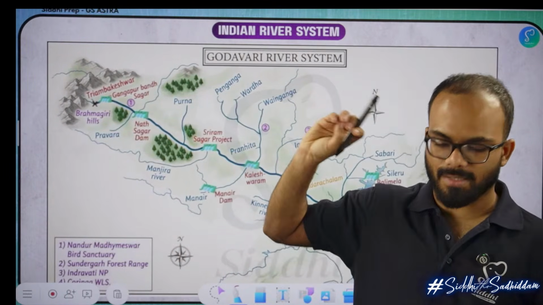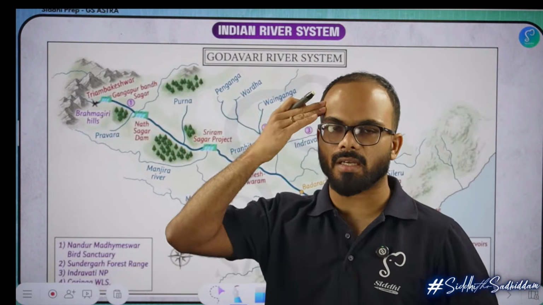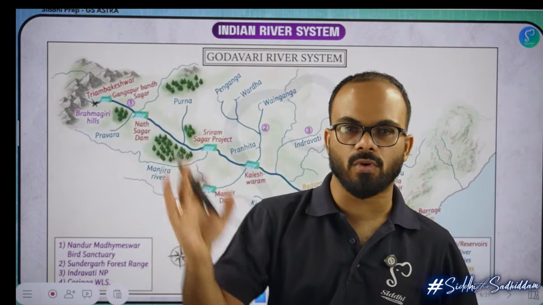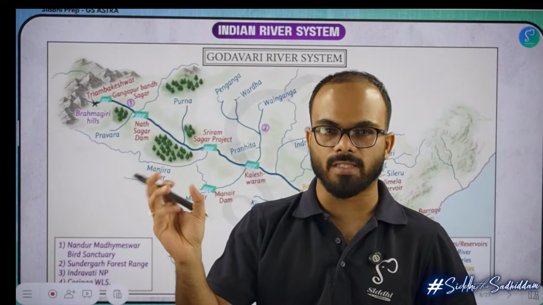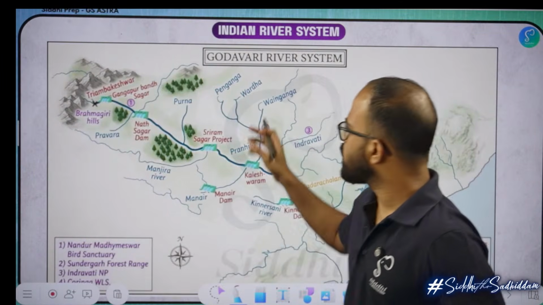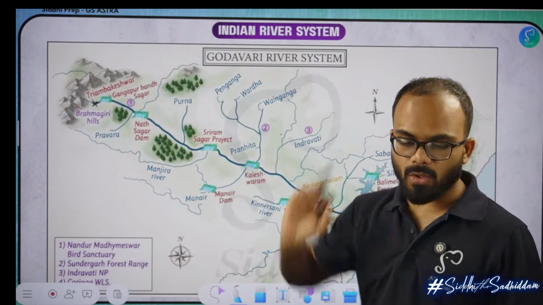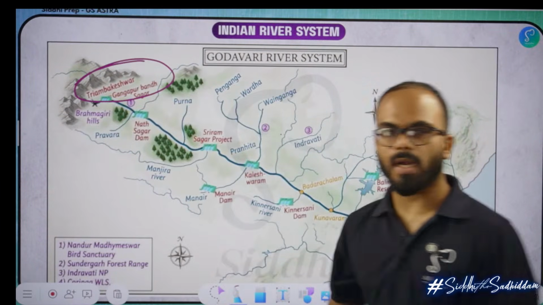Godavari is the largest river of peninsular India. You have two river systems basically, peninsular rivers and Himalayan river system or perennial system. In perennial rivers, you have continuous flow of water. In peninsular system, you don't have continuous flow of water. It is dependent upon rainfall. Now, Godavari starts in Maharashtra, Triambakeshwar in Brahmagiri Hills.